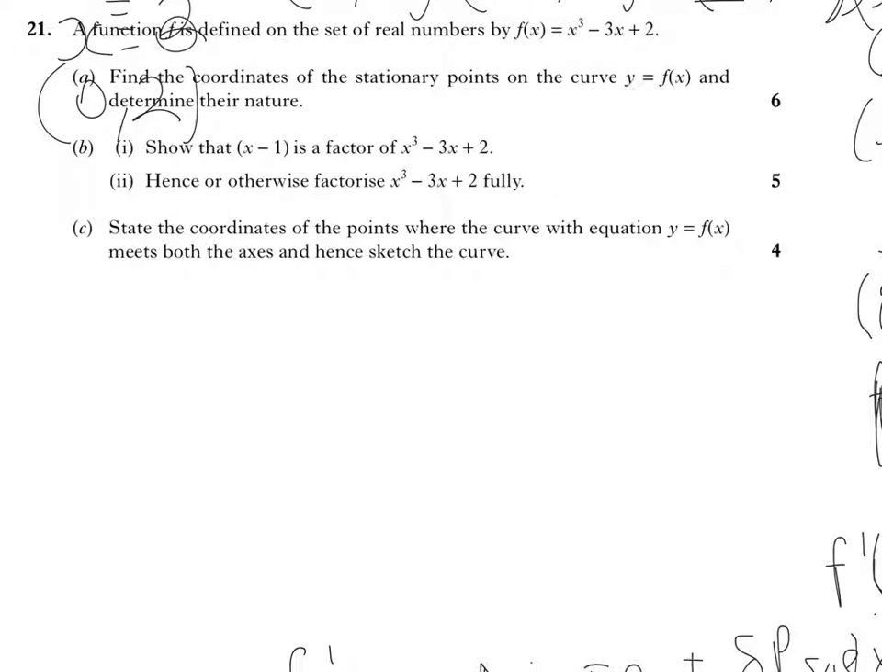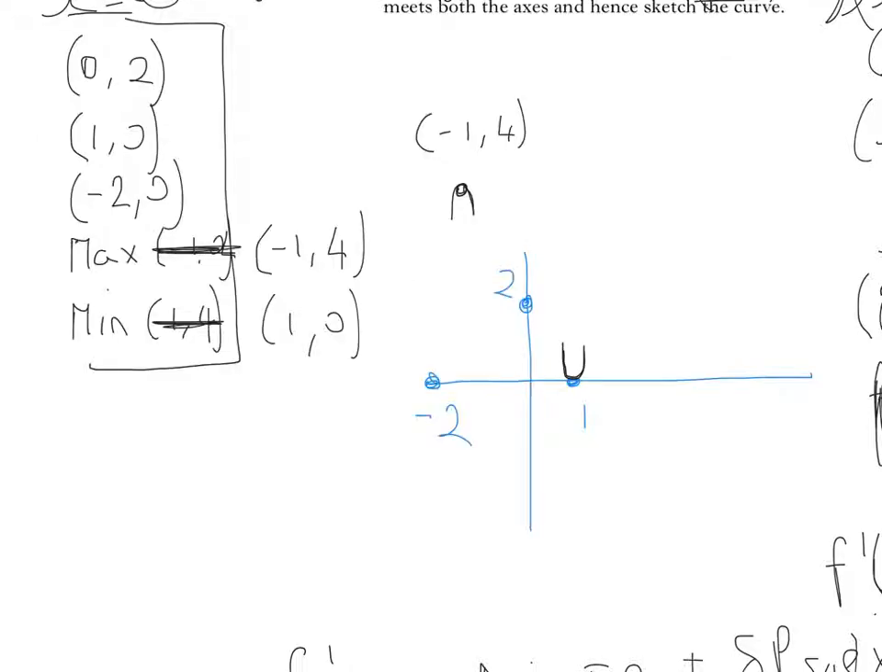The question is now looking for me to sketch the curve. So I just need to get all my information, where I cut both axes, the stationary points and their nature, and put them all together in a curve. So I've summarised all the information. I cut the axes at 0, 2, 1, 0 and -2, 0. There's a max at -1, 4.